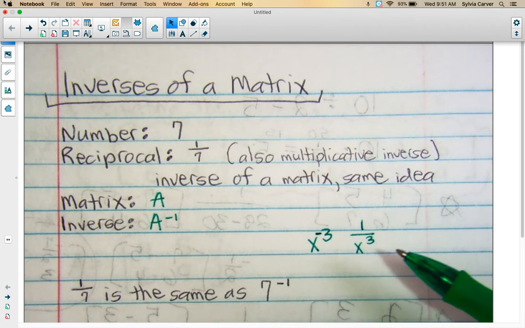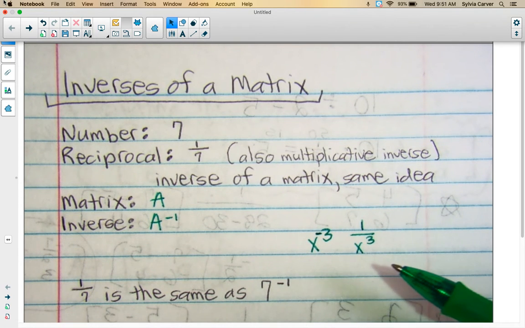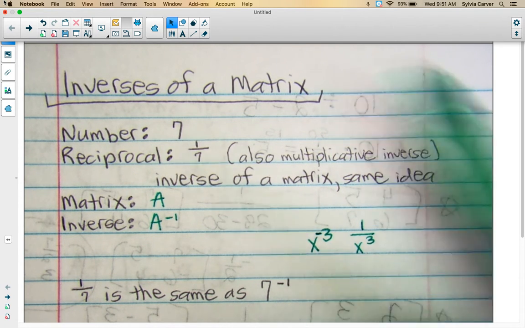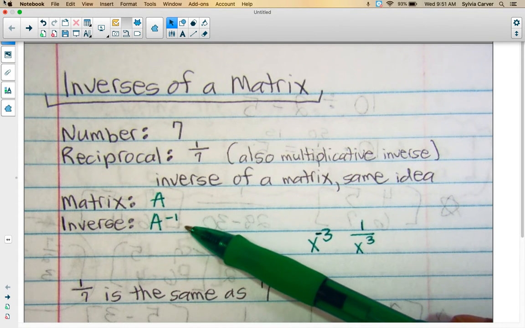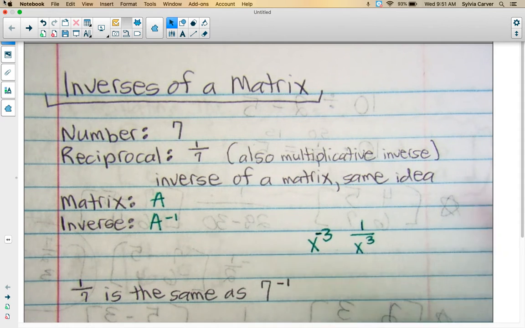With matrices, you do not divide. There's no such thing as dividing a matrix. We use this inverse symbol here. Since we cannot divide by a matrix due to the properties of matrices, we take the inverse instead of dividing.